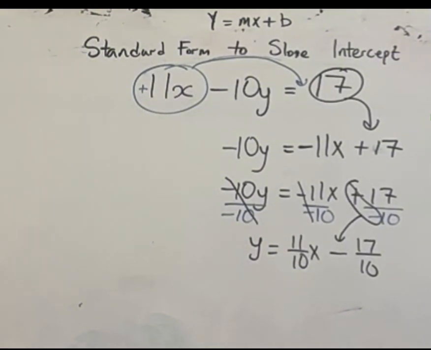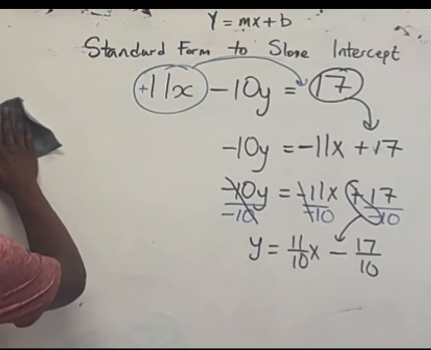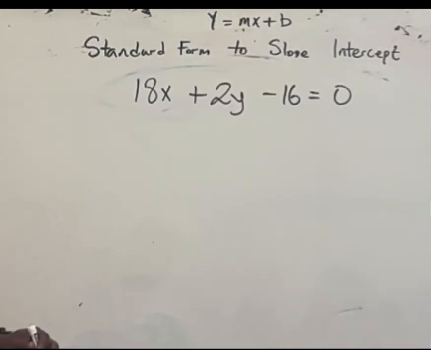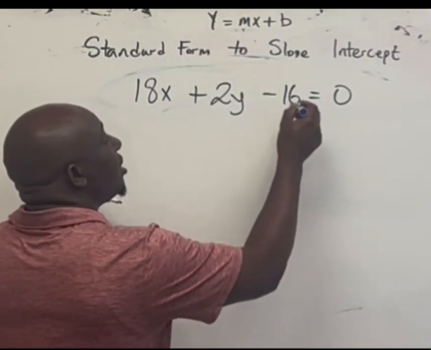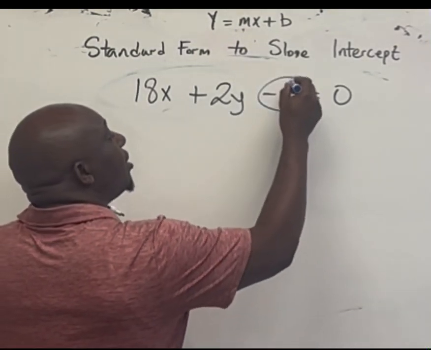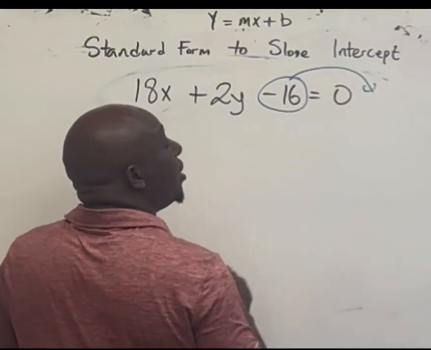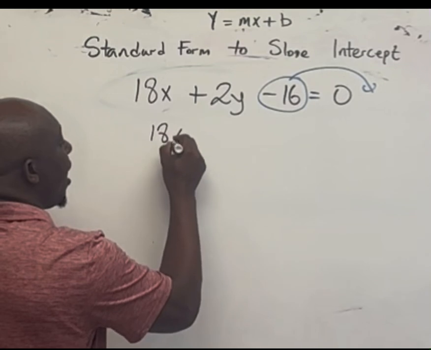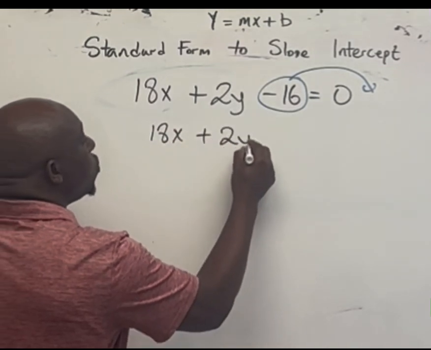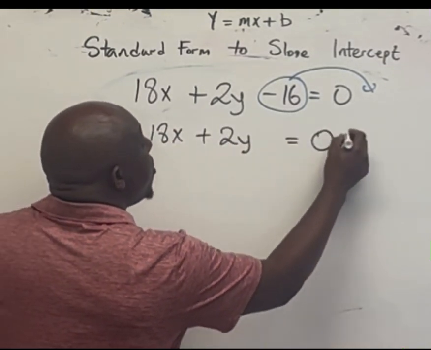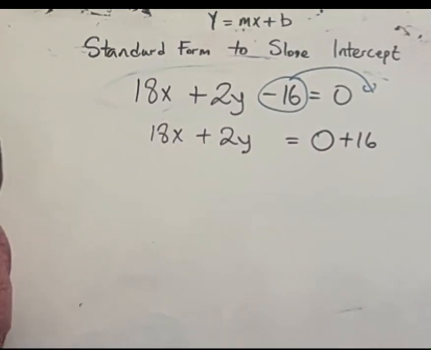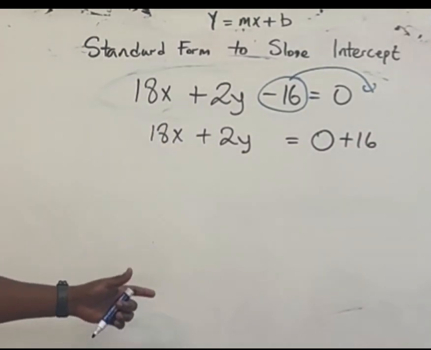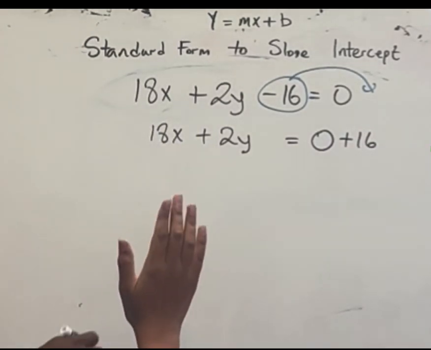Okay, one more. It's the 0, so we're not really raising the 0. We're gonna move this -16 to this side. So now this becomes 16. 18x plus 2y equals 0 plus what? 16. Which becomes 16.